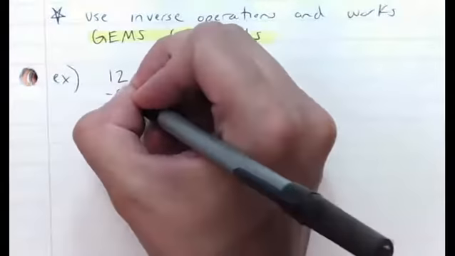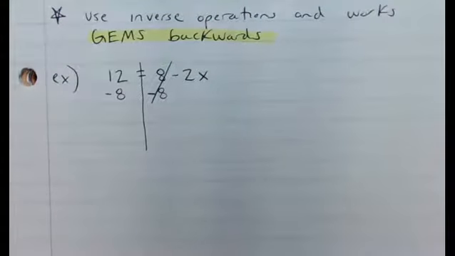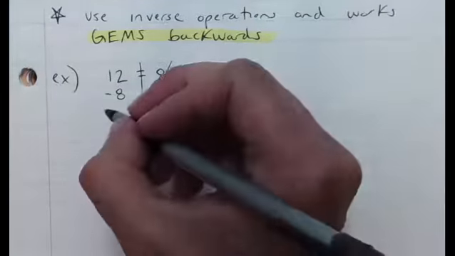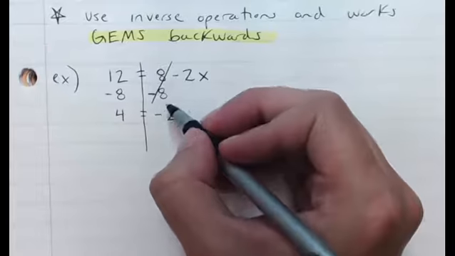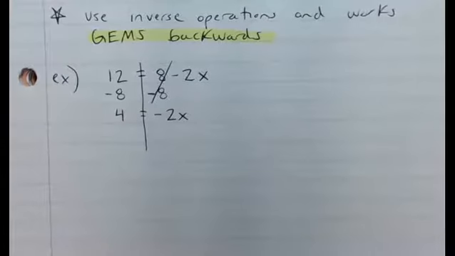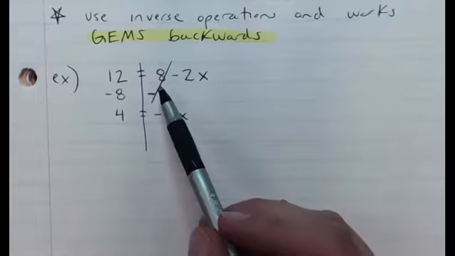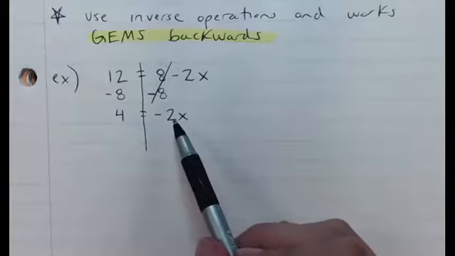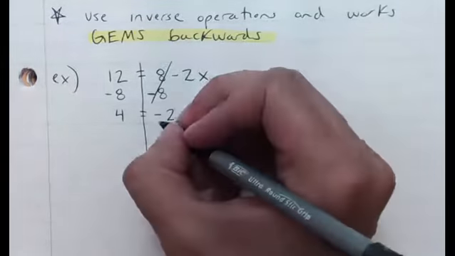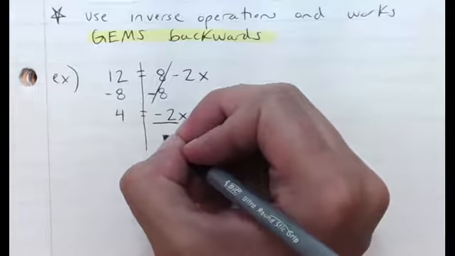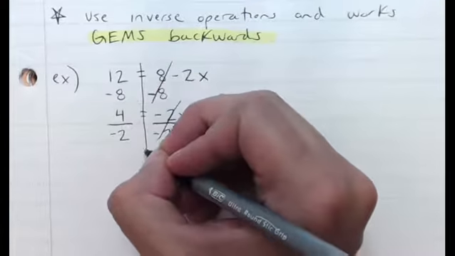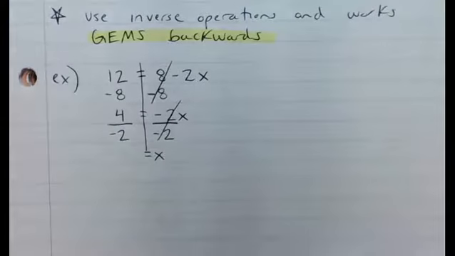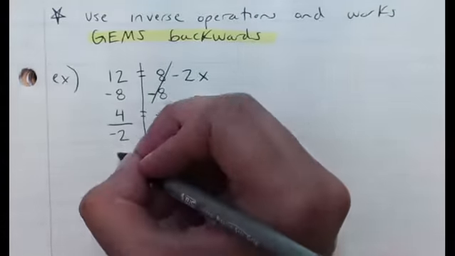Whatever I do to one side, I must do to the other side. So subtract 8 from 12 and rewrite what you have. So I have 4 is equal to negative 2x. Don't forget about that negative. Okay, so we took care of what was not attached. Now let's get rid of the coefficient. So I'm going to divide by the coefficient because again it's being multiplied here, so I do the opposite, which is divide by negative 2, and I divide the other side by negative 2. So 4 divided by negative 2 ends up being negative 2.